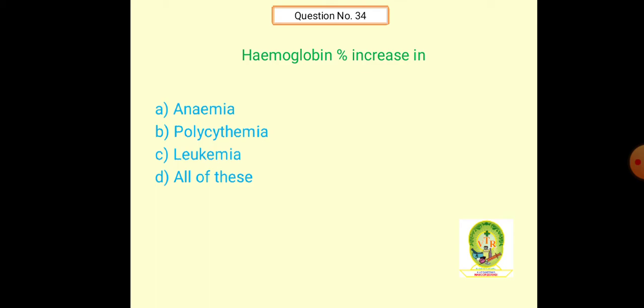Hemoglobin percent is increased in. Options are A. Anemia, B. Polycythemia, C. Leukemia, D. All of these. Right answer is A.